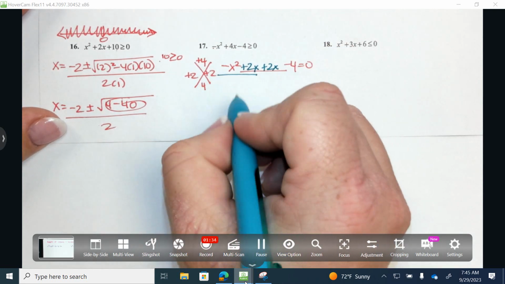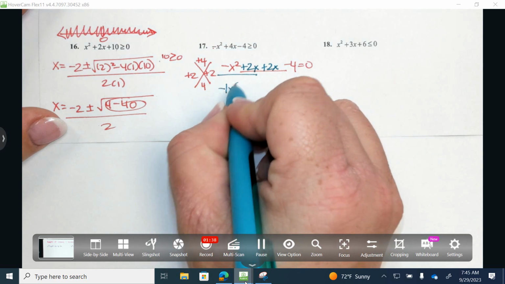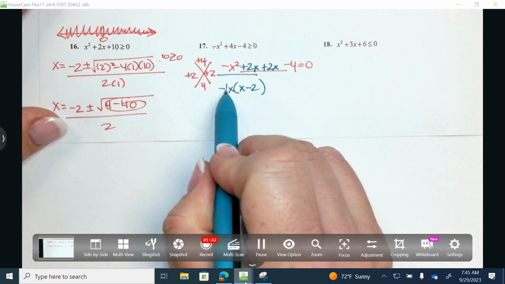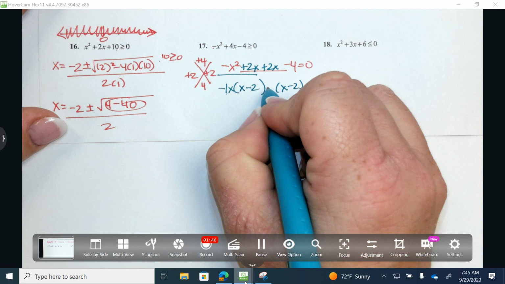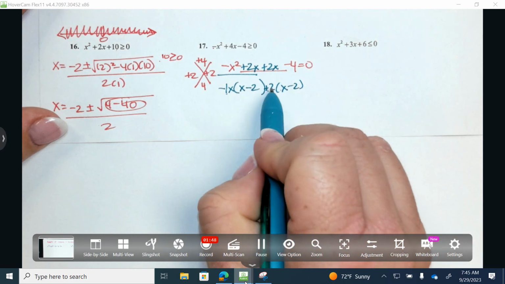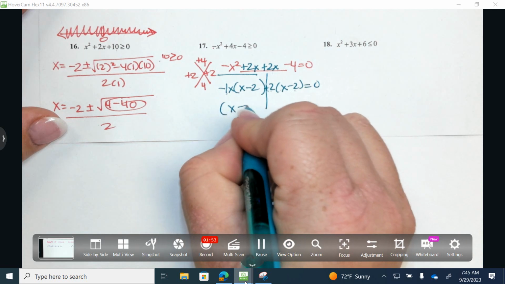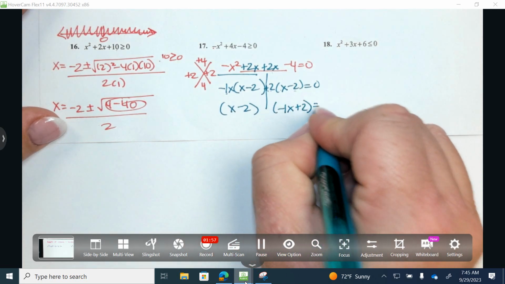And I have a +2x and a +2x. Okay, factoring by grouping. I can factor out here a -1x, and I'm left with x minus 2. Let's make sure this is right. That's correct, and that's correct. x minus 2, and this would be a +2. Let's make sure this is correct, and this is correct. So I have in the front and the back an x minus 2. Then I have a -1x plus 2.